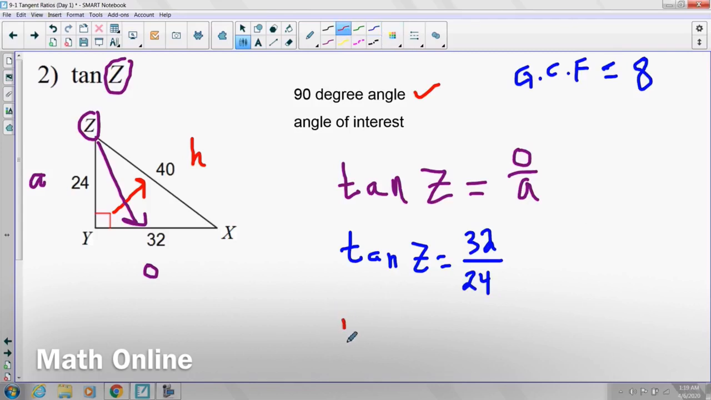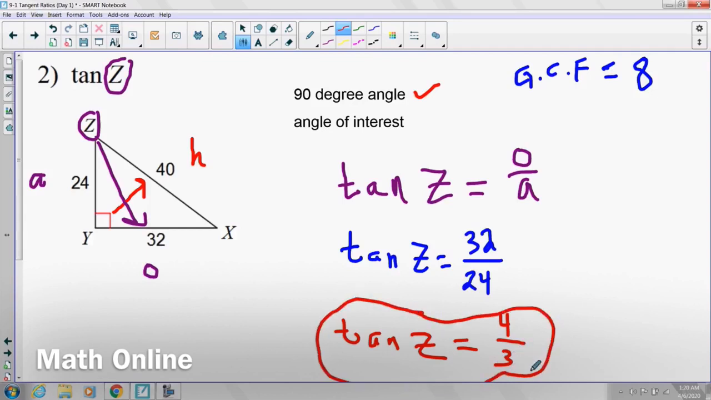So when you do that, tangent of angle Z is equal to, divide 32 by 8, and we should get 4. Great, guys. Awesome. Now divide 24 by 8, and we get 3. Perfect. Awesome. Amazing. So there it is. Tangent of Z is equal to 4 over 3. Sorry for this handwriting, guys. Like I said, I'm using the mouse, so I'll try to do my best.